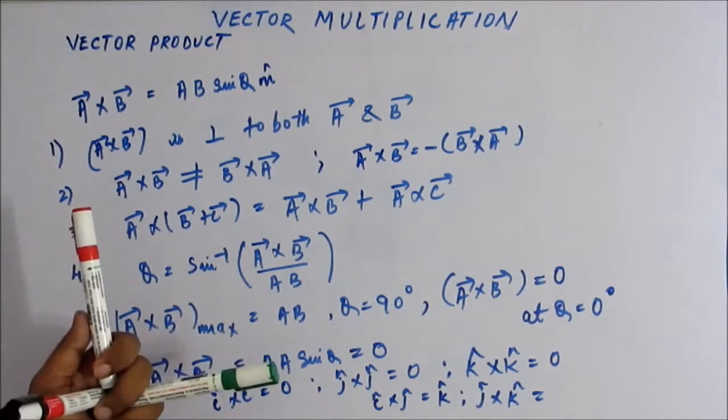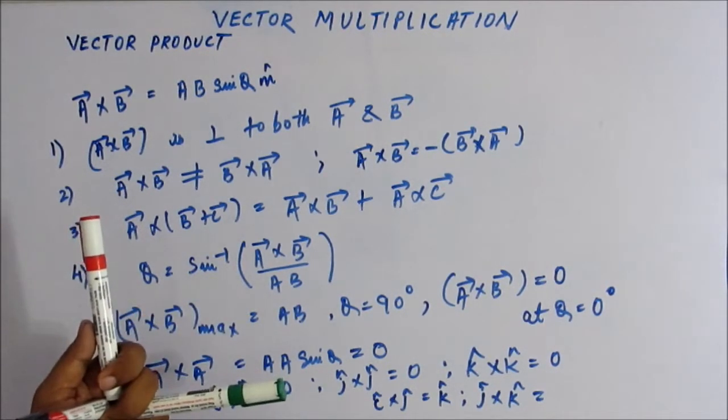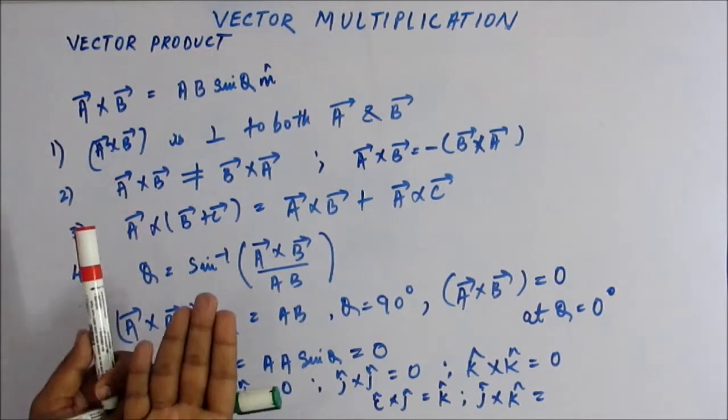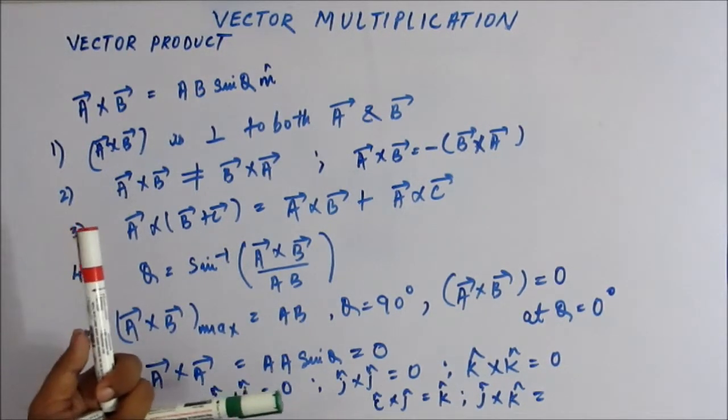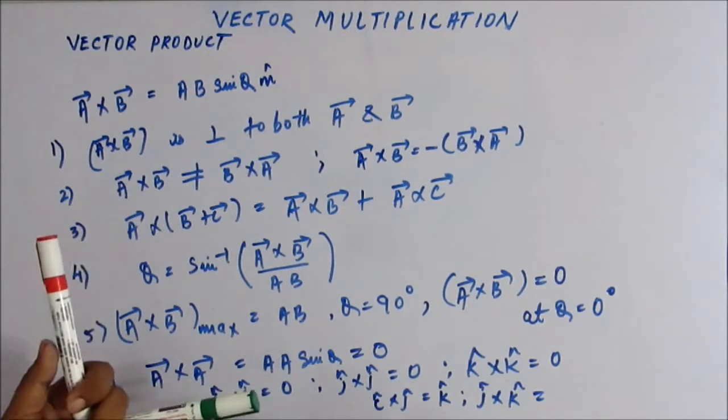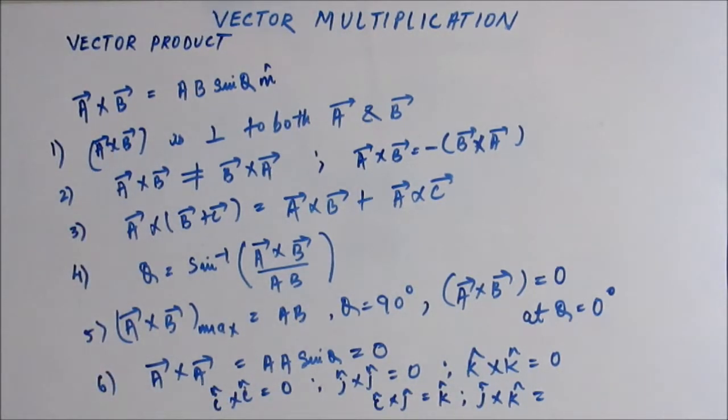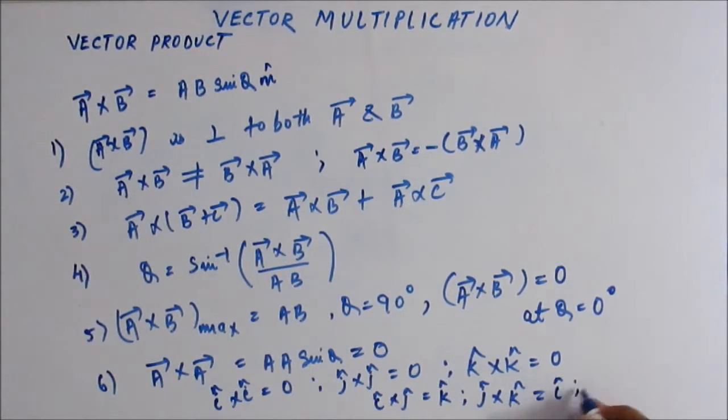From j, if I go like this, I'm going from k to j. I have to go from j to k. So this is my thumb direction, and this is the direction of i cap. So j cross k would be i.